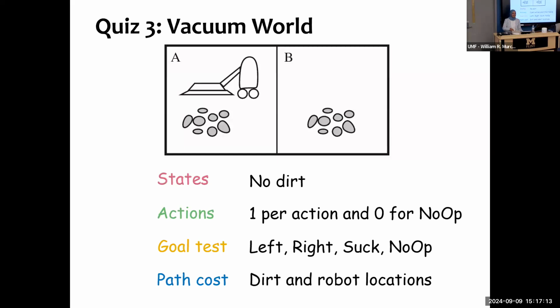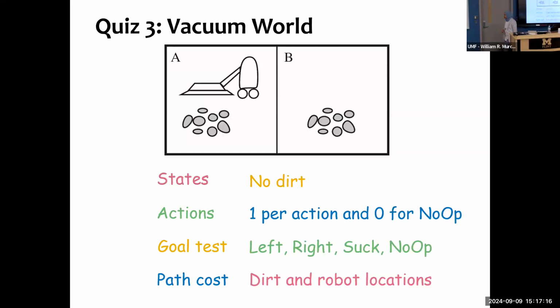Done? Okay. So the goal test is to have no dirt. What was mentioned in the quiz was wrong. It said path cost was no dirt. Okay, so that was a mistake. For us now, the states are dirt and robot locations. So this is a given state and this is the other state, for example, A and B. The action that could be taken is to move right, left, suck, or no operation. And the goal test is to have no dirt, that means to clean. The path cost is 1 per action and 0 for no operation. Okay? So I'm sure that now everyone is getting it.